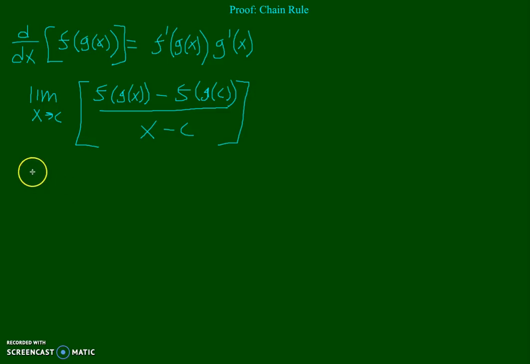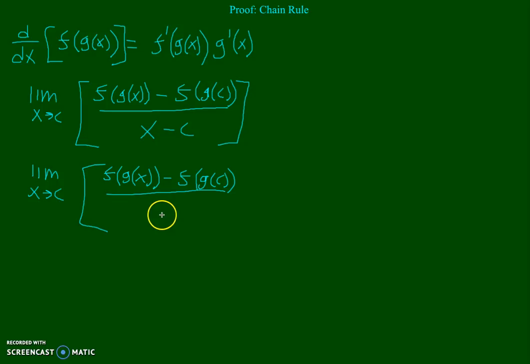So what we're going to do is take the limit as x approaches c of f of g of x minus f of g of c all over x minus c times a brand new set of quantities, g of x minus g of c over g of x minus g of c.